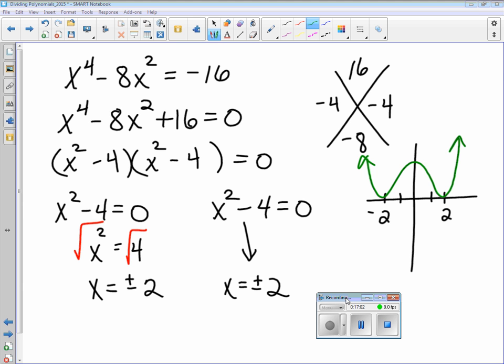At negative 2 and positive 2. When you have a double root like that, that's what happens to the graph. Try it. Plug it in. See if it doesn't work that way. It should. Plug it in. Graph it.